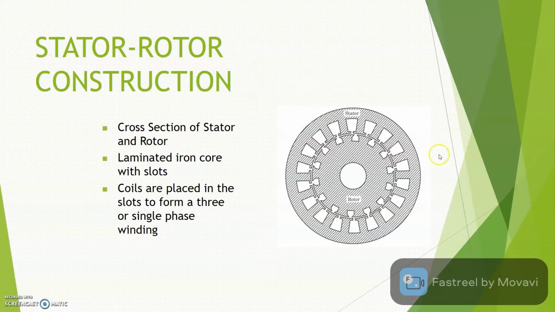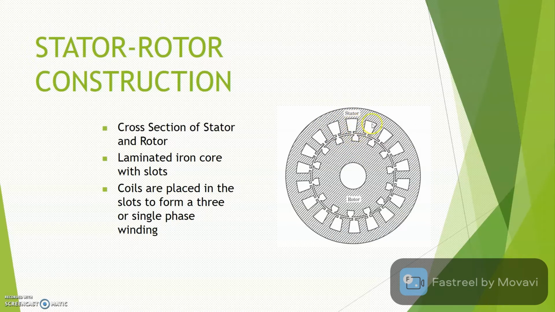This diagram represents the cross section of the stator and rotor. This is the stator part, and this is the rotor part, in the middle. The stator is the static part, and the rotor is the one that moves in the induction motor. You see there is a laminated iron core with slots.